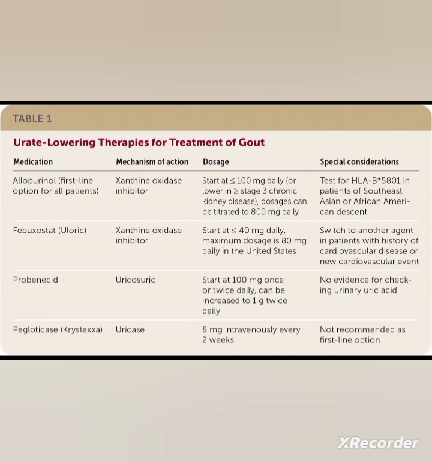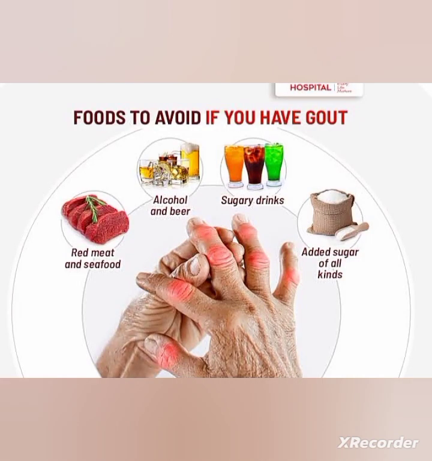Then adequate urine volume within normal renal function must be maintained to prevent precipitation of uric acid in the renal tubule. And drugs like aspirin have to be withheld, otherwise they may increase the risk of hyperuricemia. The foods to be avoided during gout are red meat and seafood, alcohol and beer. Sugary drinks and added sugar of all kinds have to be avoided.